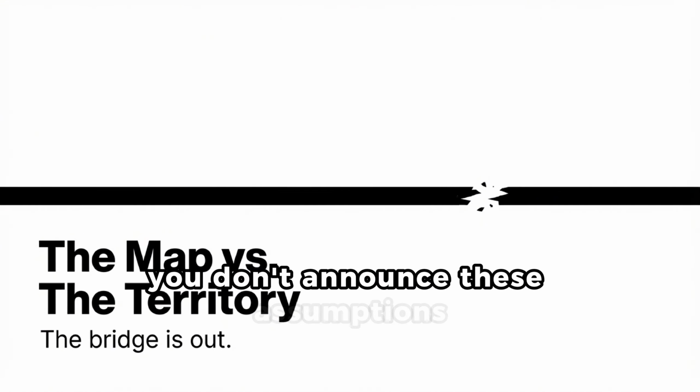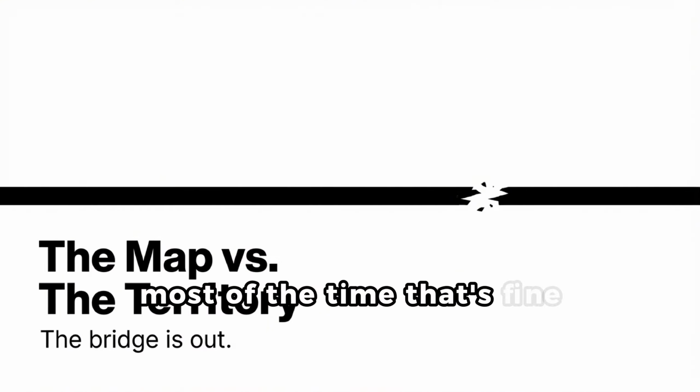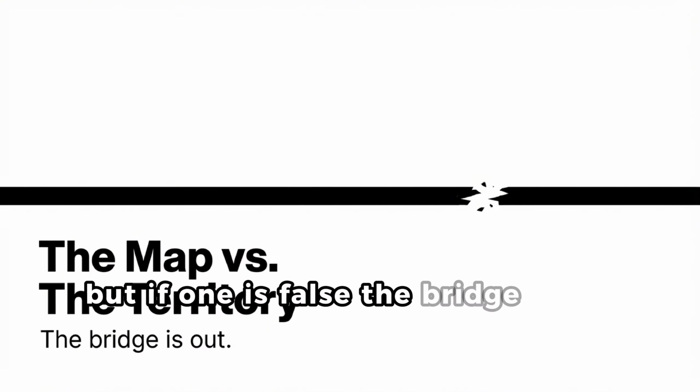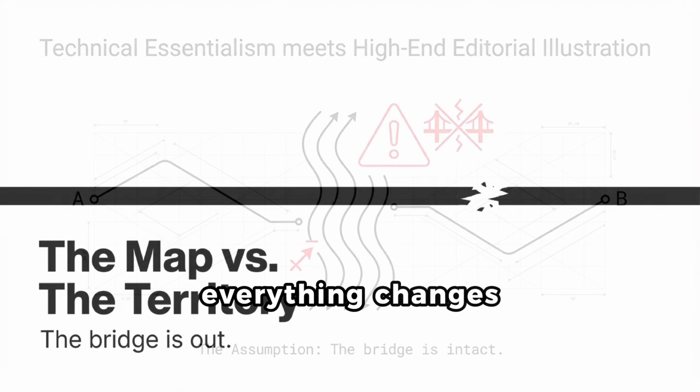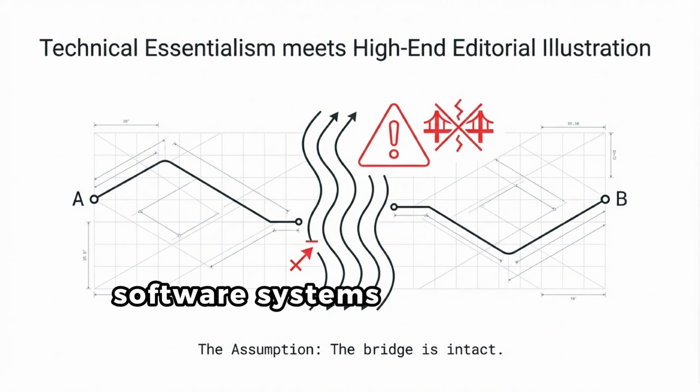You don't announce these assumptions. You simply act as if they're true. Most of the time, that's fine. But if one is false, the bridge is out. Everything changes. Your route fails in a single, concrete way. Software systems are the same.